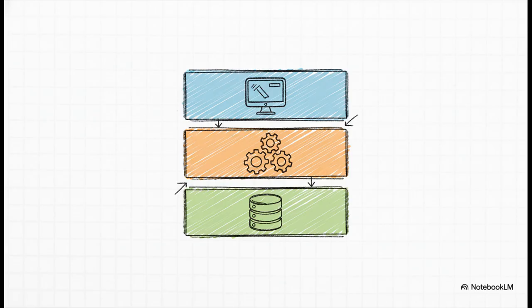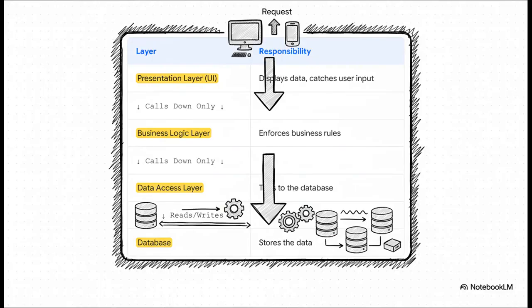Sometimes you'll hear it called N-tier. This is really the classic starting point for a ton of applications. The main idea here is to separate your code into these horizontal layers where each layer has a very, very specific job. So here's how it works.